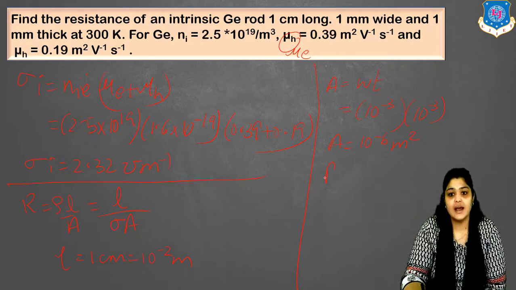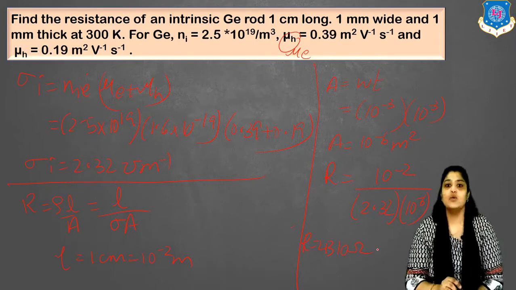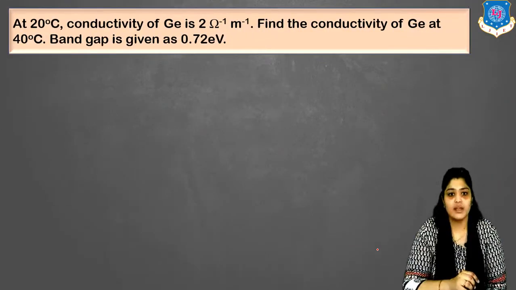So now I'll write R is equal to L, that is 10 raised to minus 2, upon sigma, that is 2.32 into 10 raised to minus 6. So this gives me the answer of R as 4310 ohm. I hope this is clear. Let's discuss one more numerical.